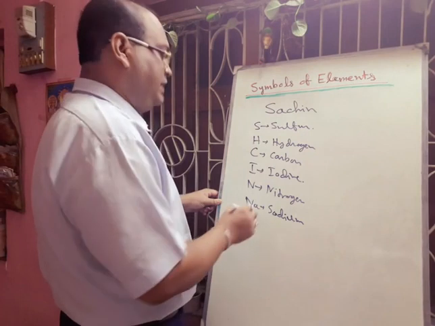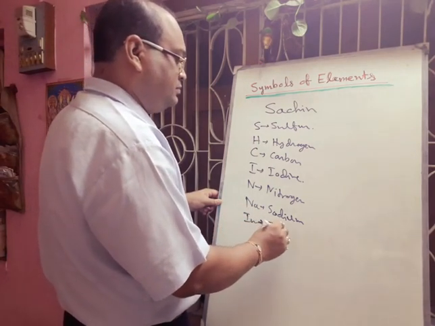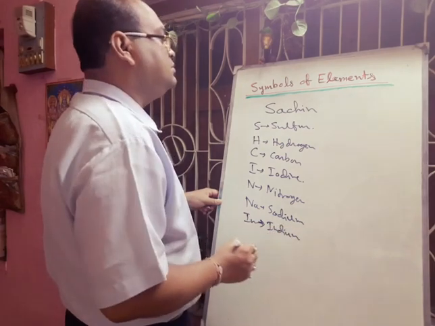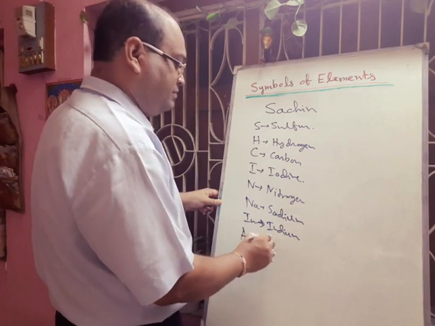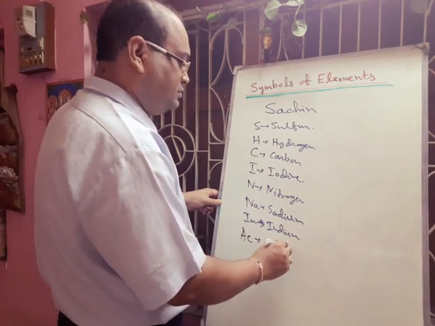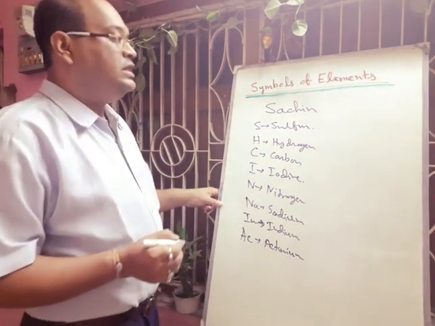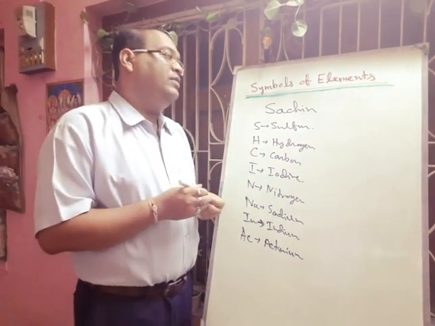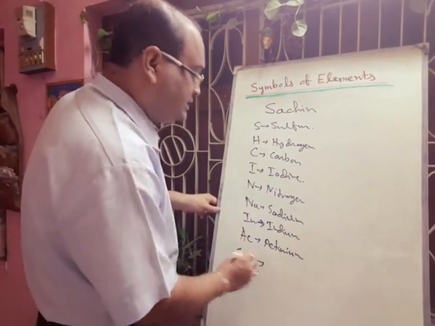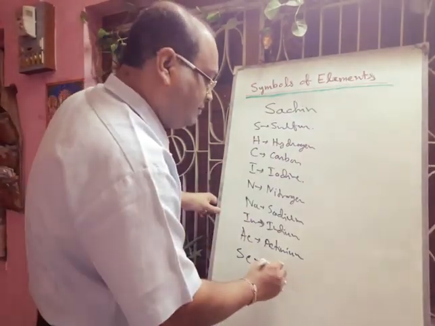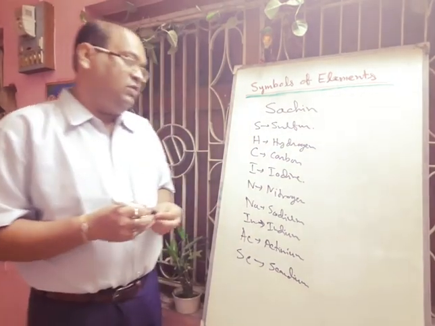And if you take IN, that will be indium. Then you can take AC, that is actinium. Okay, so in this way you can find out the different elements. Sc is there, Sc is scandium. In this way you will learn, okay.